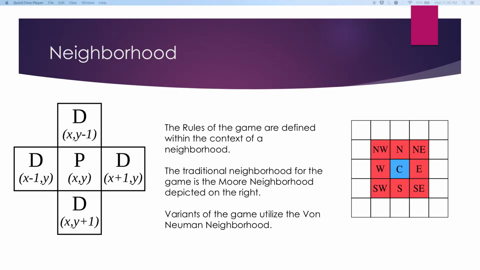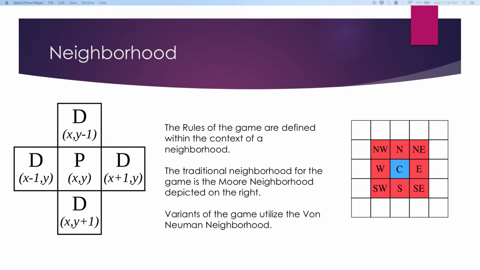In order to define the rules of life, we must first establish some terminology. The rules of life are built upon the definition of a neighborhood. The neighborhood of a cell is the set of cells adjacent to it. As a result, the definition of a neighborhood depends on the definition of adjacency. The initial construction of life is with the Moore neighborhood, the union of the orthogonal and diagonal cells.